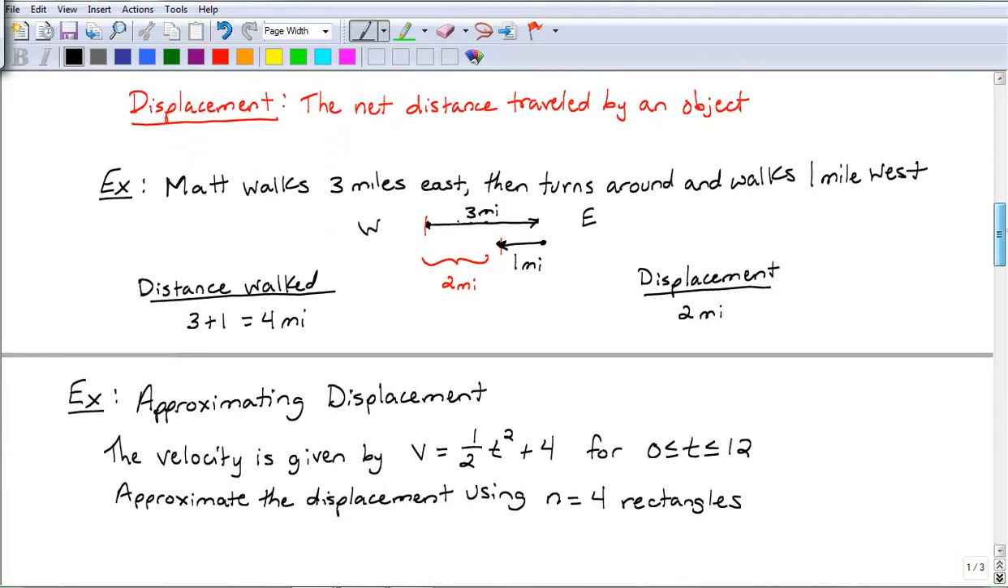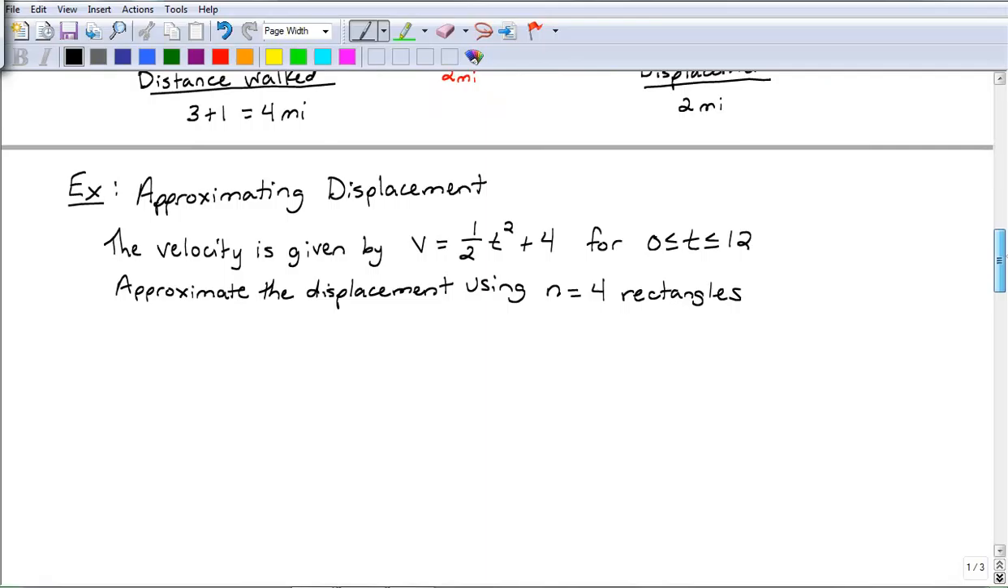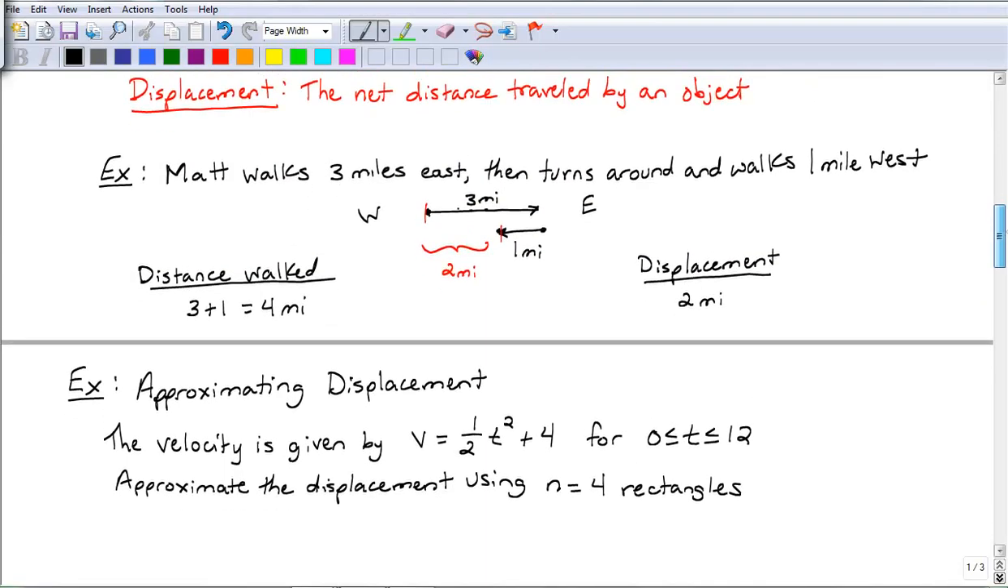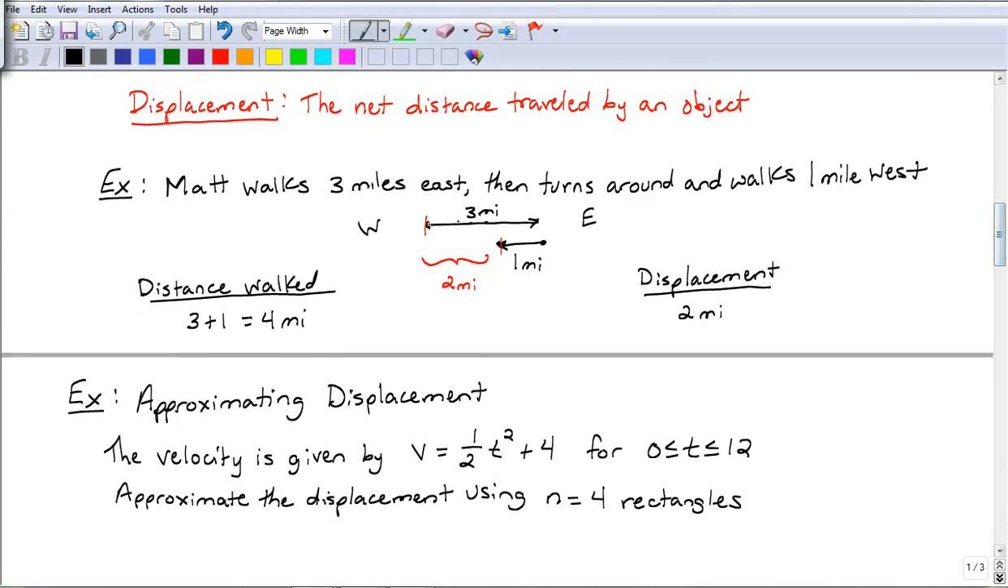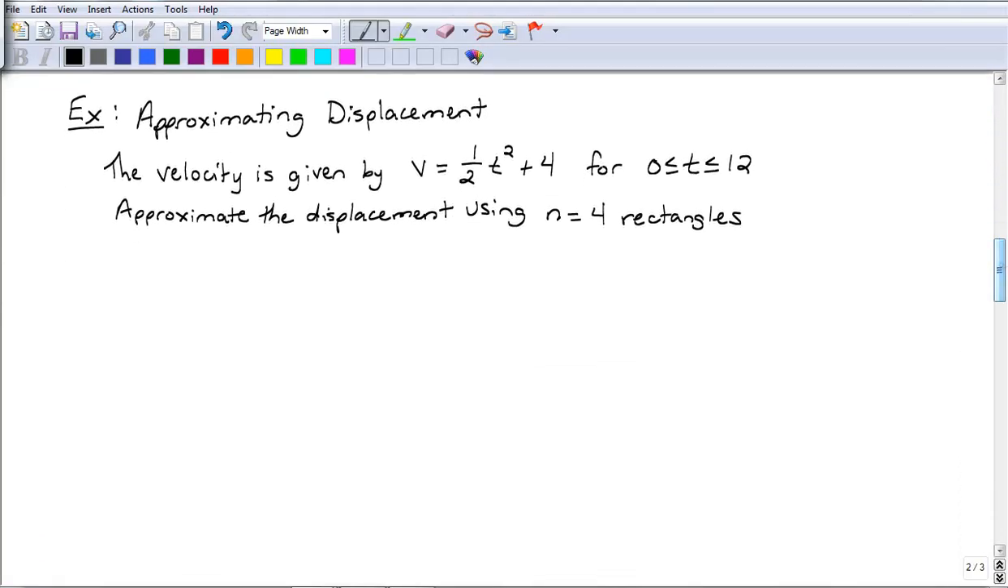So here's an example of approximating a displacement. When we use the displacement, anything that's above the x-axis is positive. That's like moving to the right here, 3 miles. Anything below the x-axis is negative. That's like moving left 1 mile. So when we're dealing with displacement in graphs, we draw the graph and plot the rectangles. Any area that's above the x-axis is positive, and any area below the x-axis is negative.